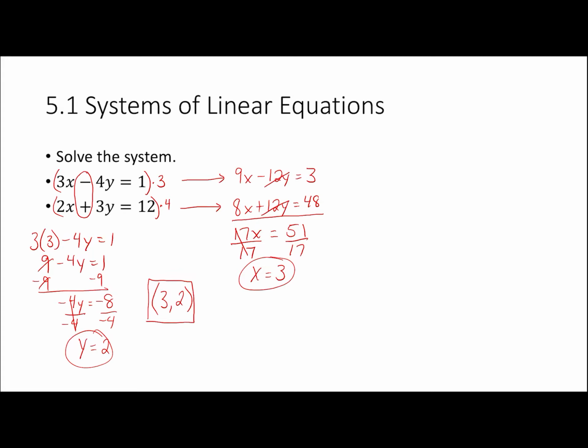Now, you may look at this and say, well, I want to get rid of the x first. Well, that's fine. You could do that. You could multiply the top equation by 2 or negative 2 and the bottom equation by 3 or negative 3 and make them be 6 and negative 6. And that would still work. You'd still be able to solve and get the same ordered pair. I don't care how you go about solving, as long as you're able to get that ordered pair and find that it is 3, 2.